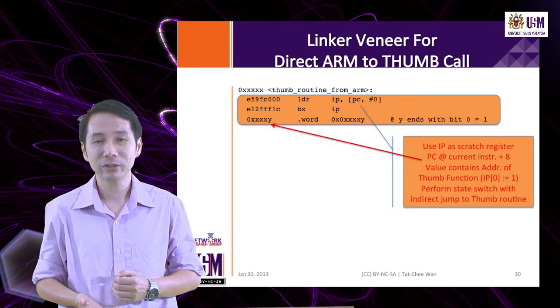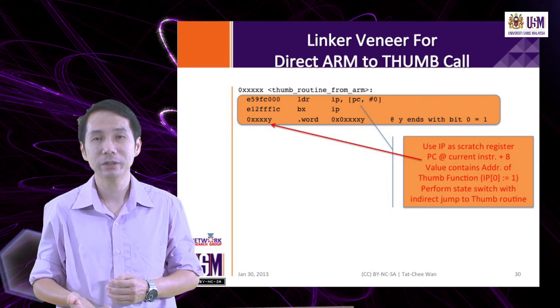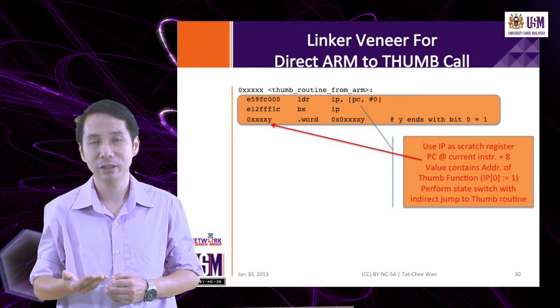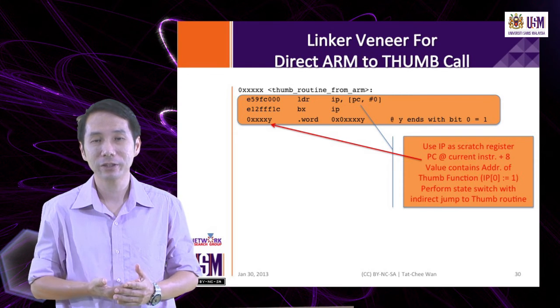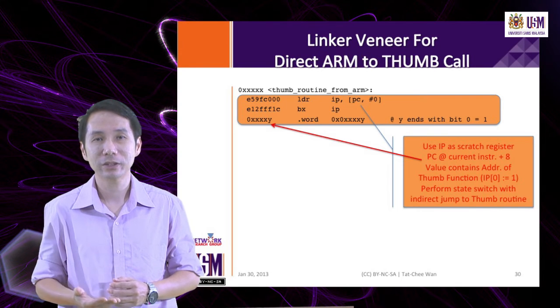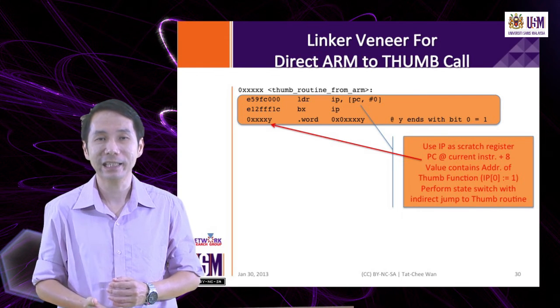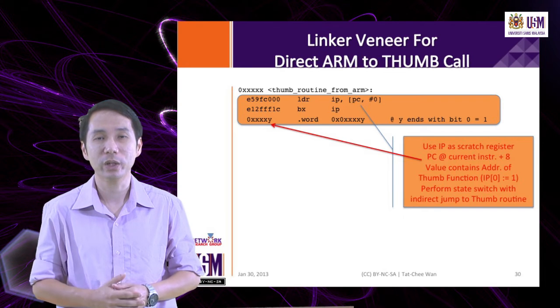And once we have loaded into the IP register, we will then perform the branch and exchange instruction to switch state. Now the value of the thumb instruction address stored in the memory has bit 0 set to 1. This is to indicate that the switch to thumb state is required.